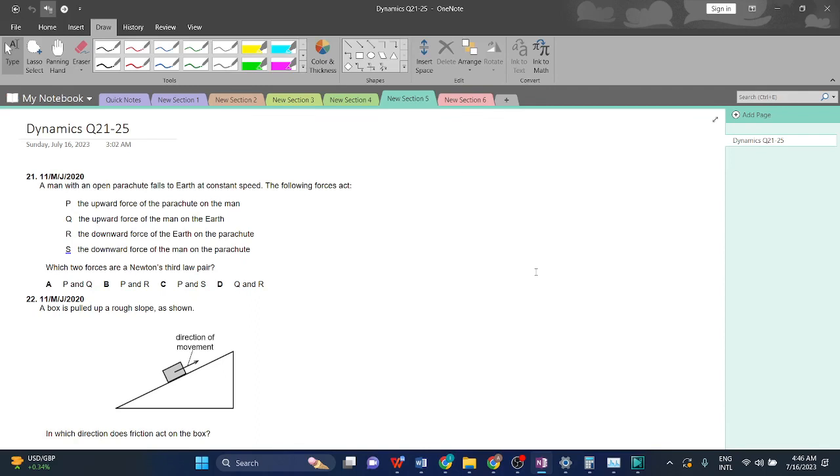Upward force of the parachute on the man. Q. The upward force of the man on the earth. R. The downward force of the earth on the parachute. S. The downward force of the man on the parachute. Which two forces are a Newton's third law pair?